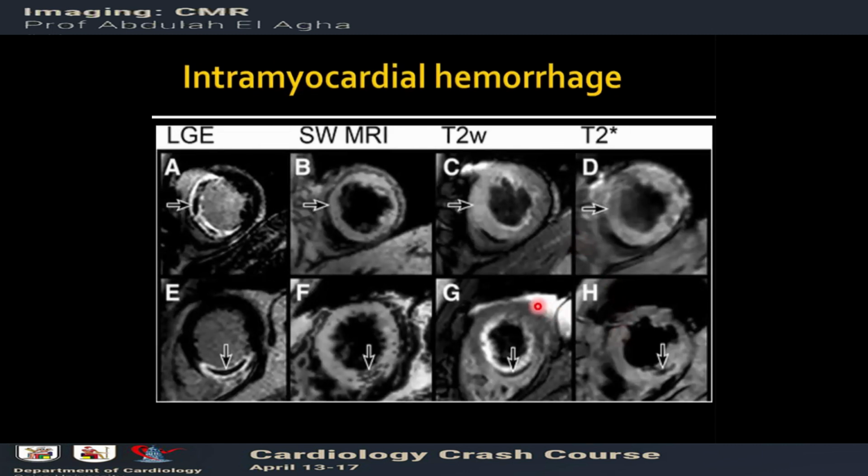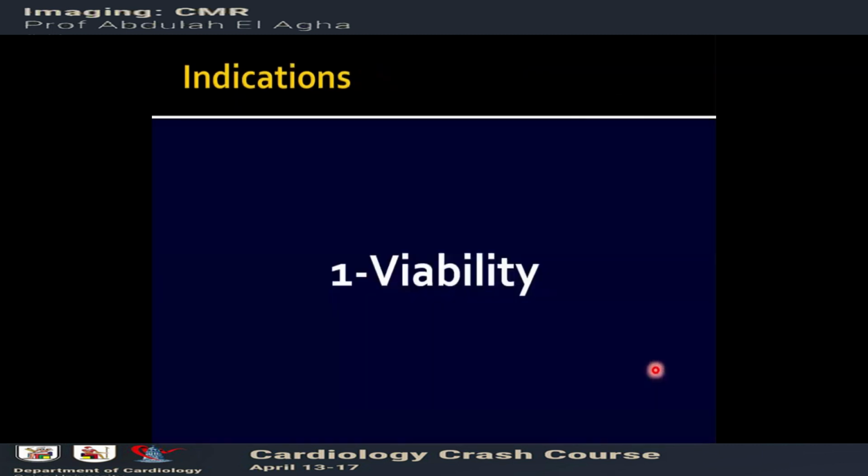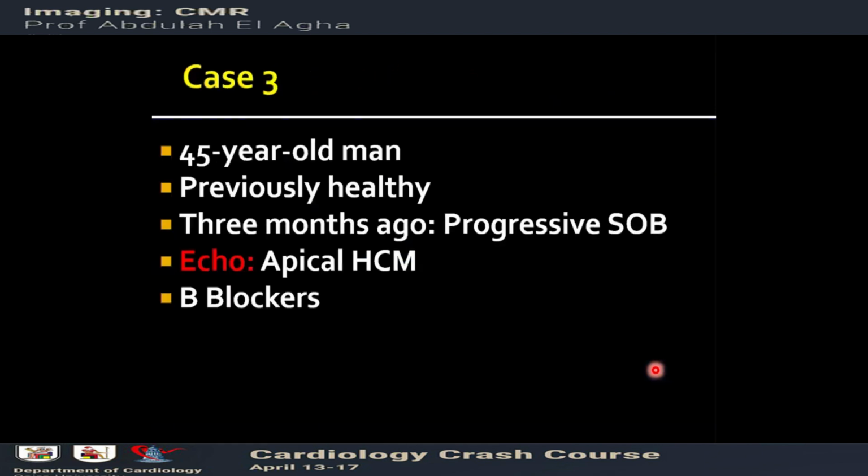In MRI, you cannot see this by echo and you cannot see it by nuclear, but you can see it by MRI, by another sequence called T2 star. As you see here, this black area is called intramyocardial hemorrhage. So the first indication of cardiac MRI is viability, and you can look at all these things from one study. Right. Other indications of cardiac MRI.